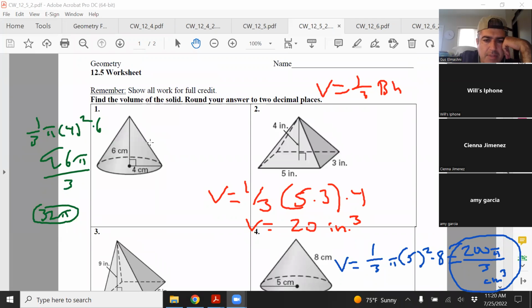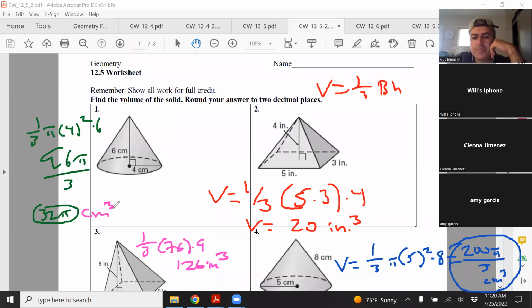And here you have 7, 6. It's 1/3 times 7 times 6 times 9. That's what, 126 cubic inches. Here, that's cubic centimeters. Yeah, I'm pretty sure I got that right. 214. Yeah. Okay. Questions?